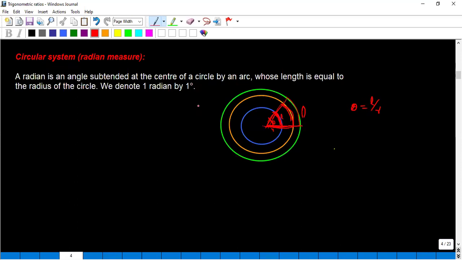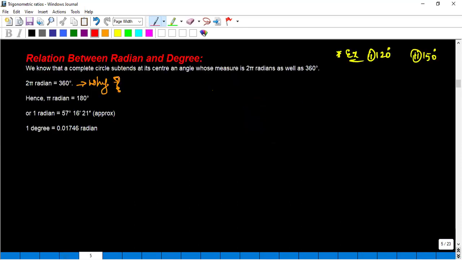Is that clear? The radian is the angle subtended at the center of the circle by an arc whose length is equal to the radius of the circle. We will denote 1 radian like this. This is 1 radian, this is 2 radians. Now, what is the relation between degrees and this circular, radian system? A complete circle subtends at its center an angle whose measure is 2 pi radians, that is 360 degrees.